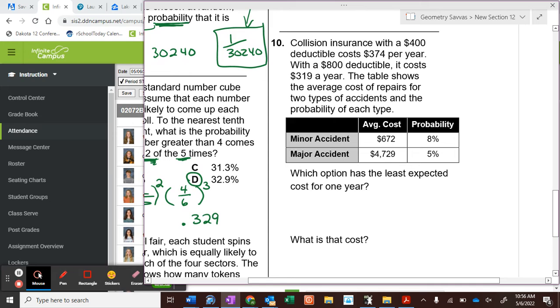Auto accidents and deductibles again. Okay, now, what's a deductible? It's what you pay to the insurance company to have your car fixed, and then they pay for the rest of it. Okay? So, you have a $400 deductible plan.